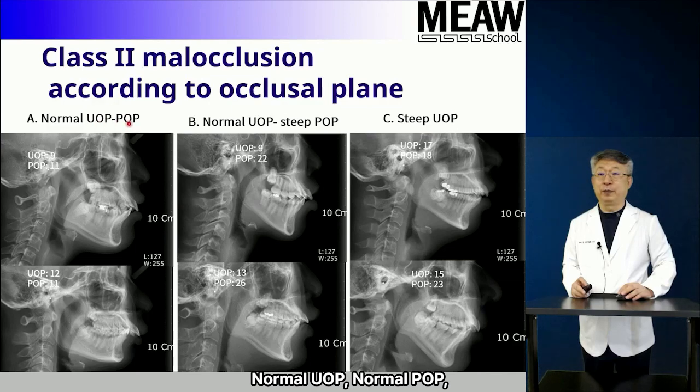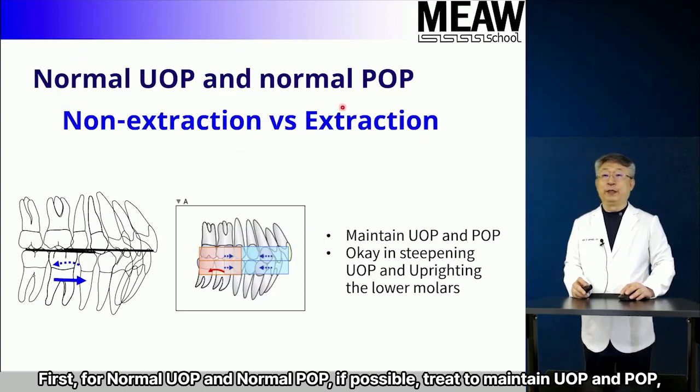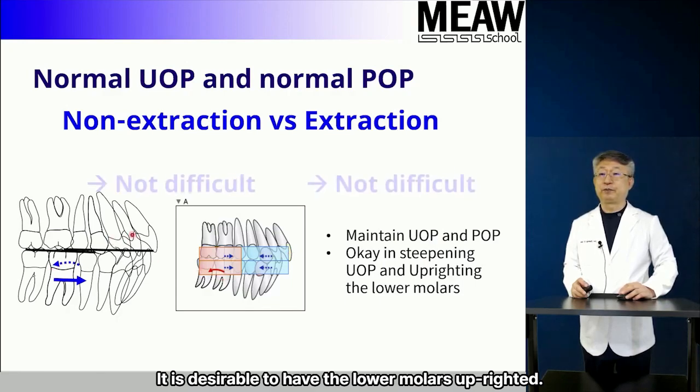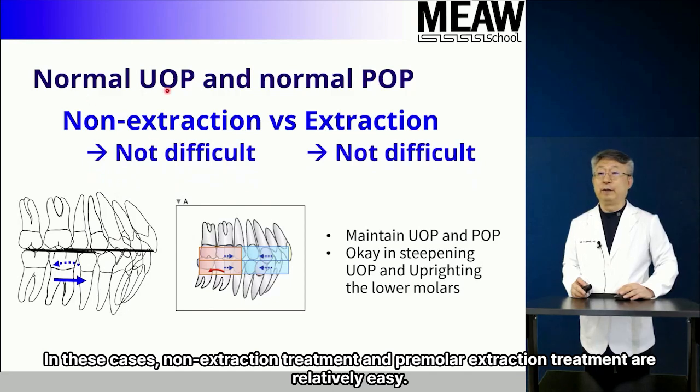Normal UOP, normal POP. Normal UOP, steep POP. Steep UOP. First, for normal UOP and normal POP, if possible, treat to maintain UOP and POP. And it is also possible to slightly steepen UOP. It is desirable to have the lower molars uprighted. In these cases, non-extraction treatment and premolar extraction treatment are relatively easy.